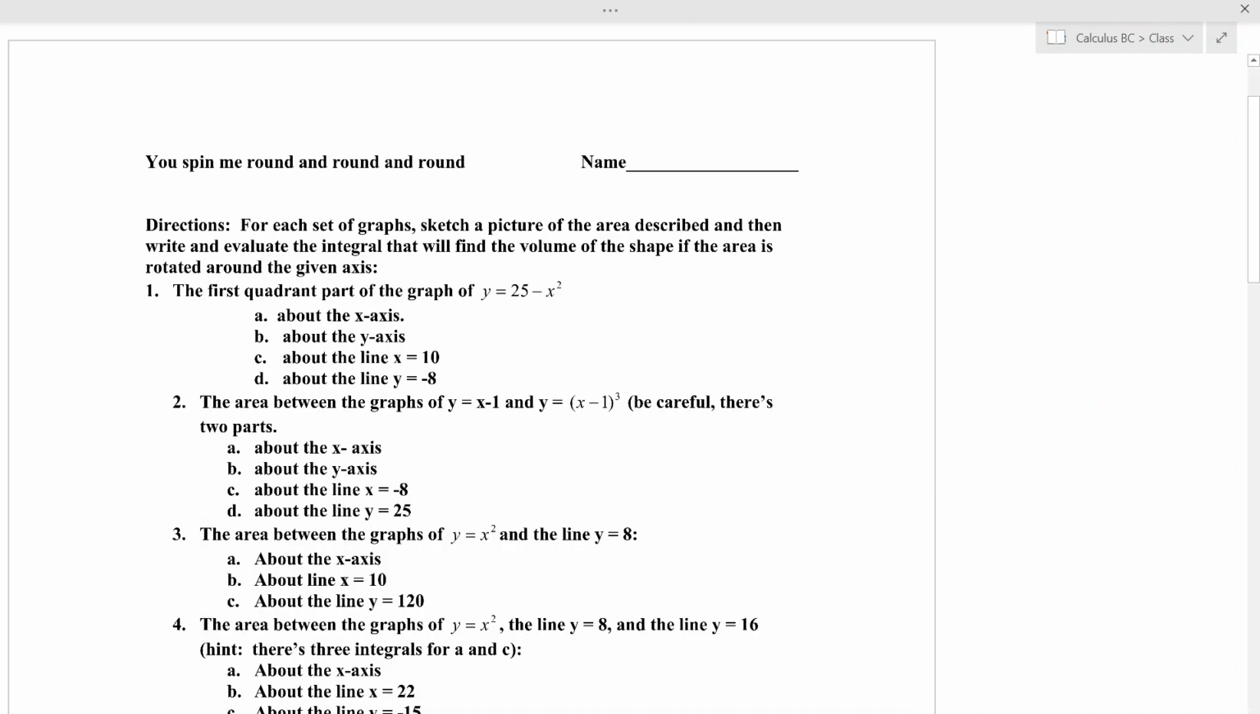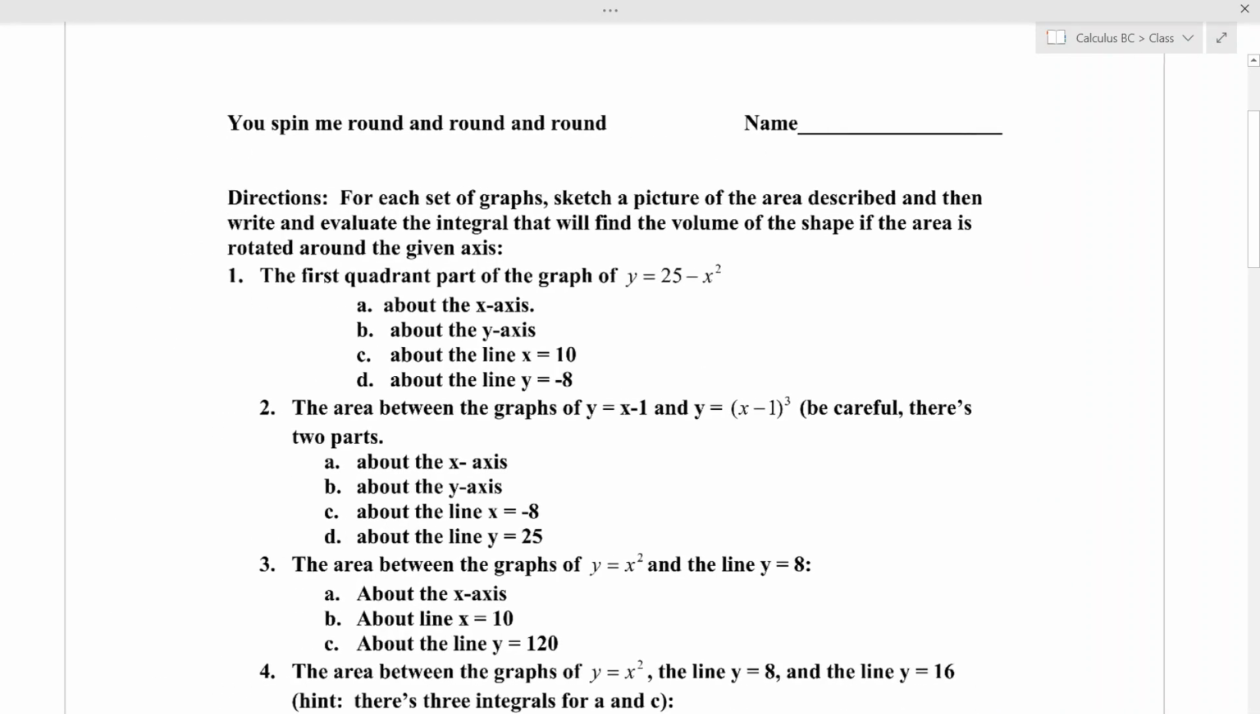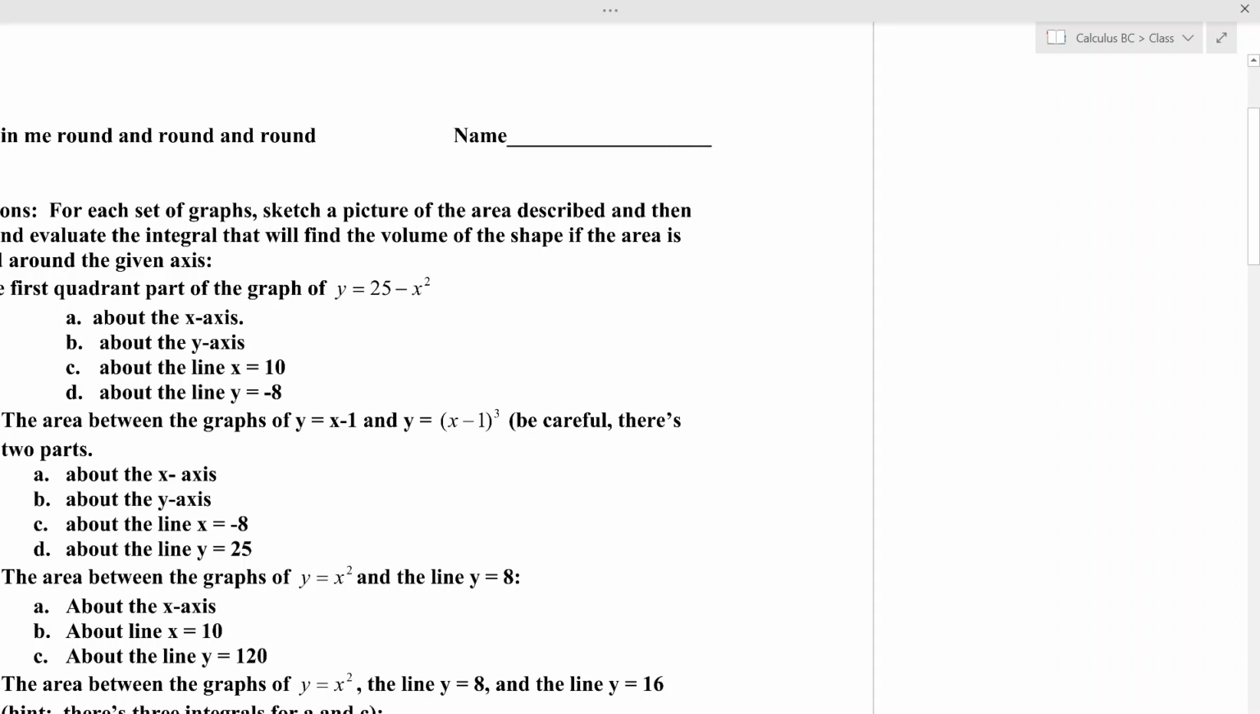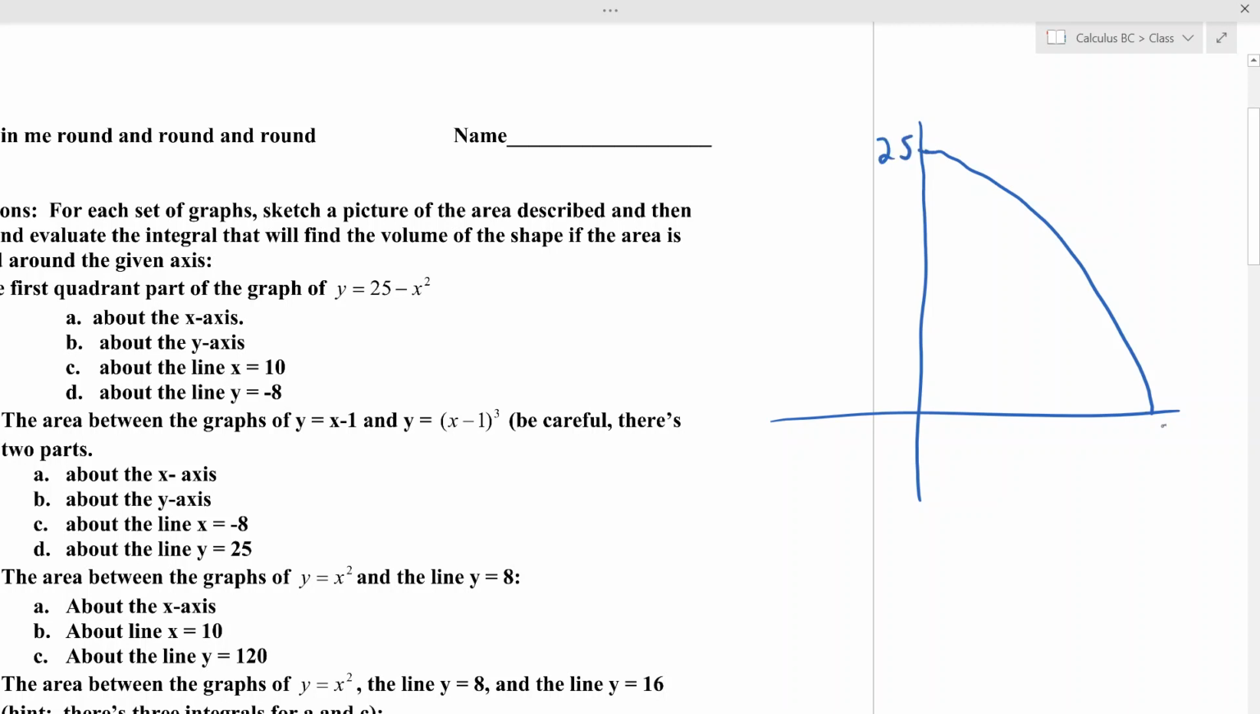Okay, here we go. So, first question was 25 minus x squared, the first quadrant part of that. If you think about it, it's a parabola opening downward, right? And the first quadrant part of it is right here, where this is 25 on the y-axis and this is 5 on the x-axis. So if we're going to rotate that around the x-axis, that's part A.